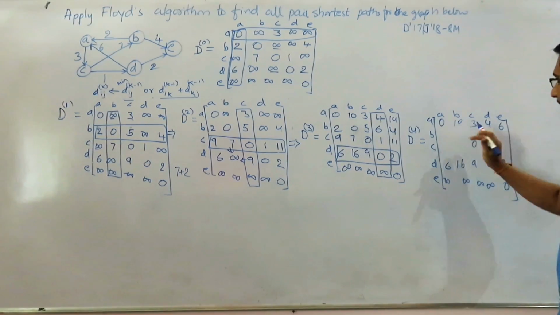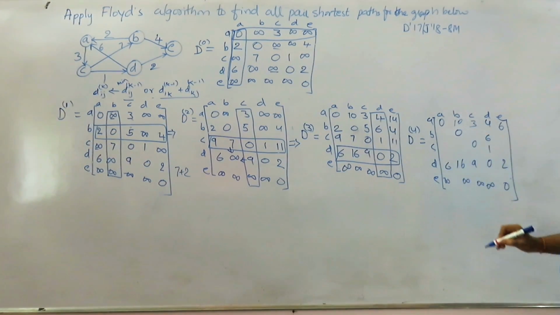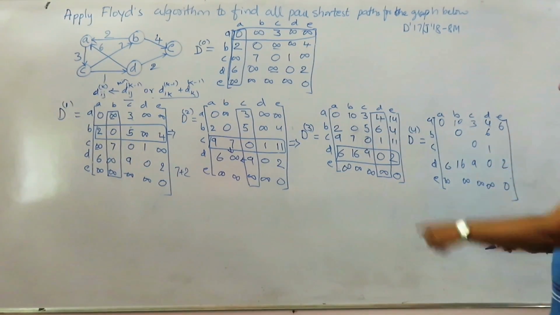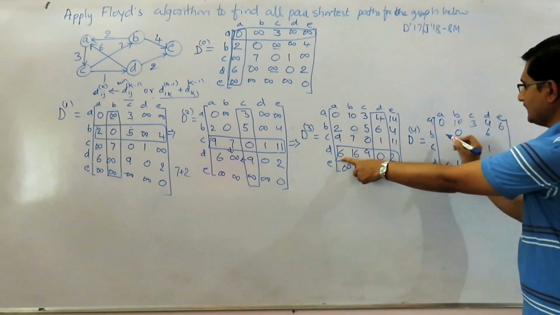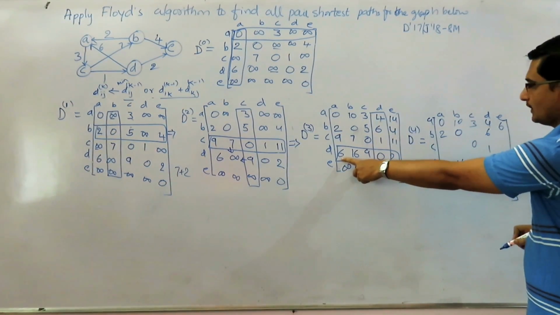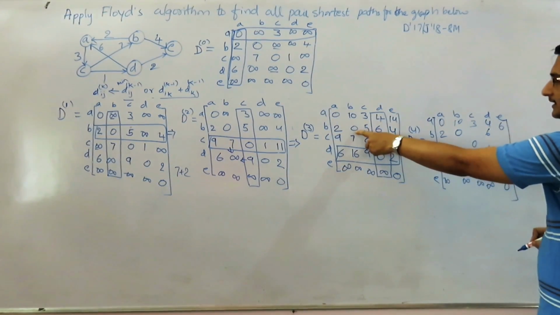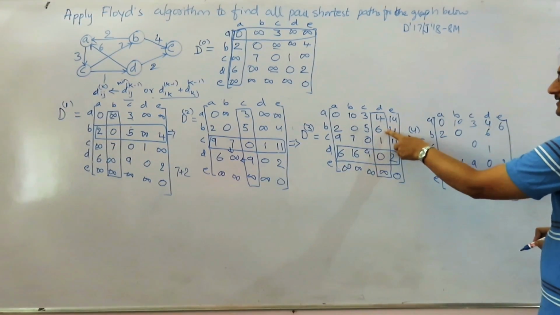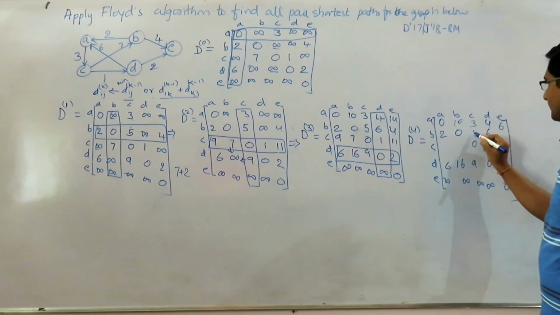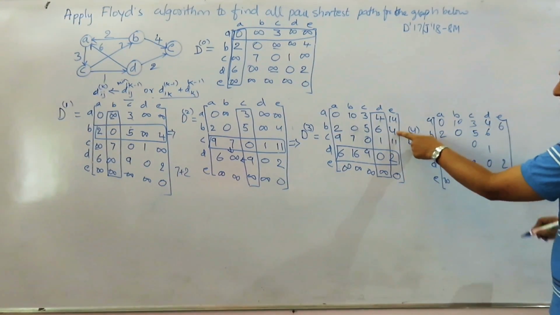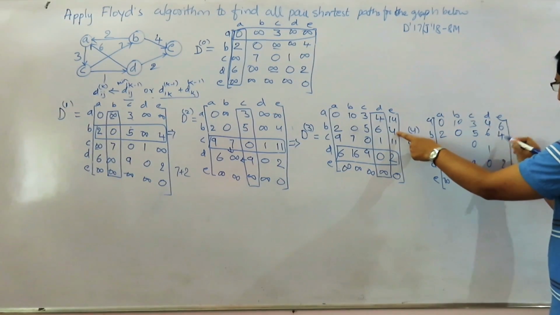Now for the second column, second row, 6 plus 6 is 12. The earlier entry is 2. We will go with the 2 only. 16 plus 6 and the earlier is 0. 9 plus 6 is 15. The earlier entry is 5, so it will remain as it is. 6 plus 2 is 8. The earlier entry is 4, so it is not going to change.